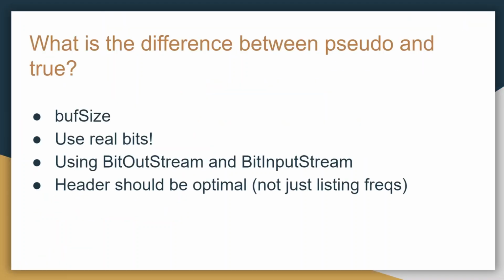So true compression and true decompression. What's the difference between pseudo and true? So for one, we're using buff size. We're using real bits, so we're using BitOutputStream and BitInputStream, and our header should be optimal. So we shouldn't just be listing these frequencies. In our header, where we have line 0 through line 1 through 256, just listing the frequencies of the ASCII values, that's just not really going to compress our file. And as you may have noticed, if we wrote something like A in a file and compressed it, the compression would be so much bigger than the file we're trying to compress, which just isn't logical and doesn't really achieve what we're trying to achieve.